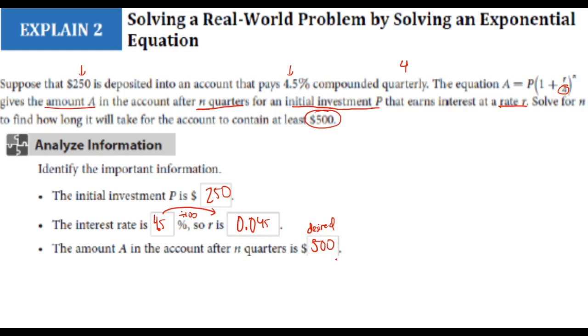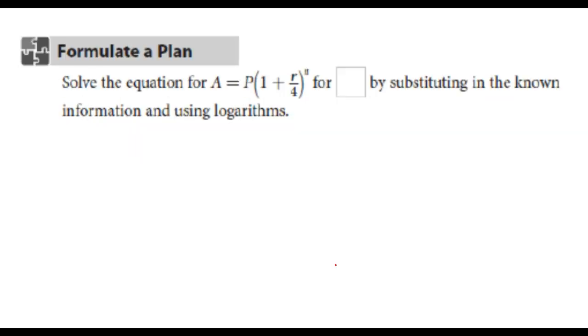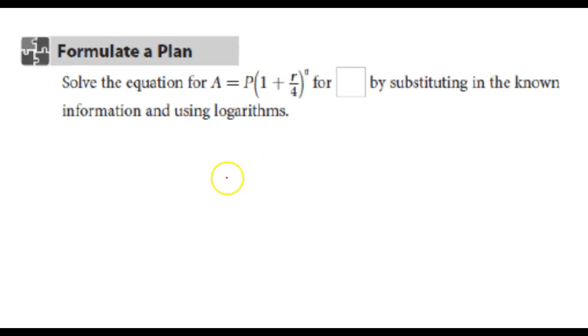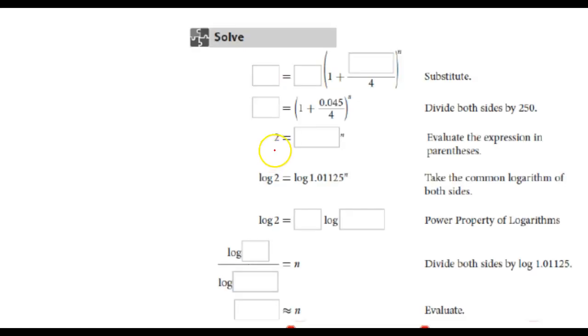Alright. So with that being said, we're going to now formulate a plan. Well, we want to solve for n. That's actually what they asked for here. Solve for n. Okay, so we're going to solve this equation for n by substituting what we know and using logarithms.